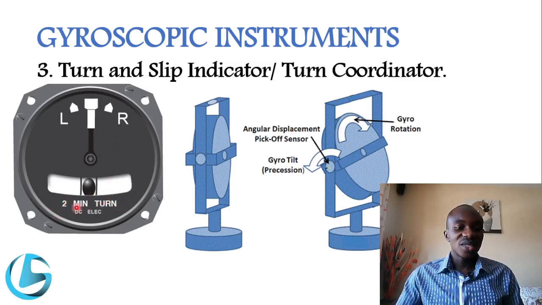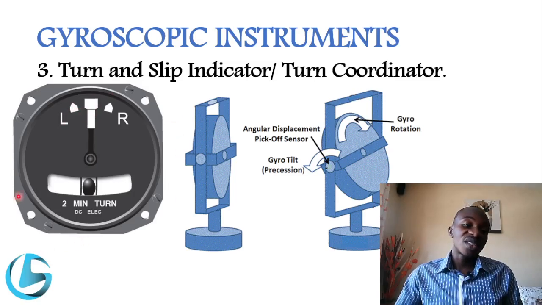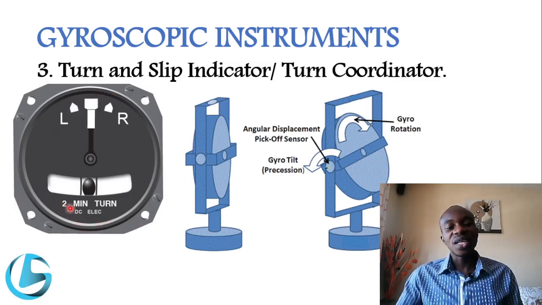The 2 minutes that is written here means that for an aircraft to make a 360 degree turn, it will take 2 minutes. The reason being, for it to turn to this mark and to this mark, it uses a 3 degrees per second rate of turn. So for it to make a complete 360 degree turn, it will take 2 minutes, and that's why 2 minutes is mentioned here.